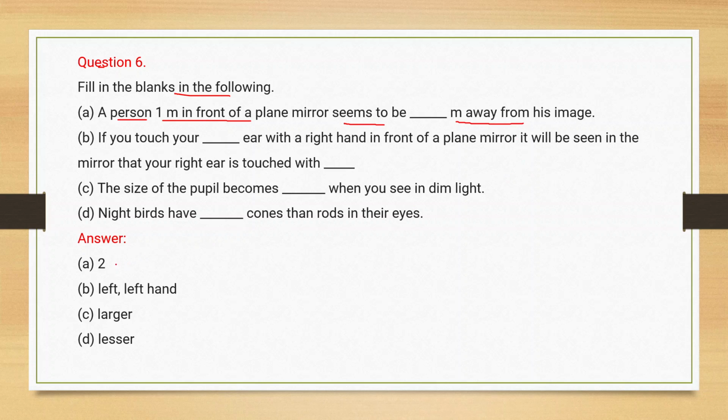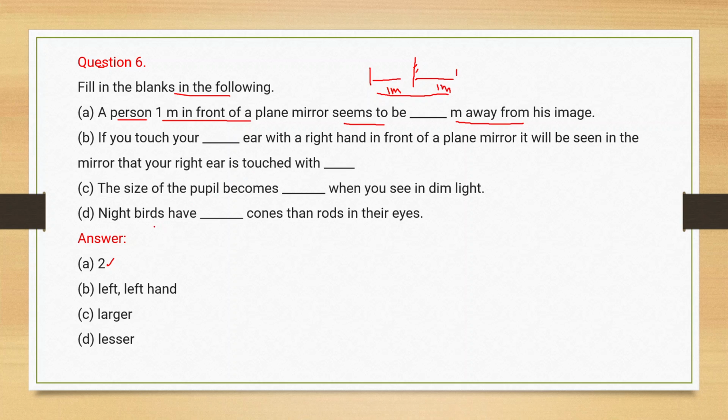The answer is 2 meter away from his image. Okay. इसको आप ऐसे समझ सकते हैं, ये आपके पास मिरर आ रहा है. Okay. And 1 person is standing here and this is 1 meter. तो इमेज कहाँ बनेगा? इमेज इस मिरर के पीछे 1 मीटर पीछे बनेगा. तो ये टोटल डिस्टेंस कितनी हो गई?